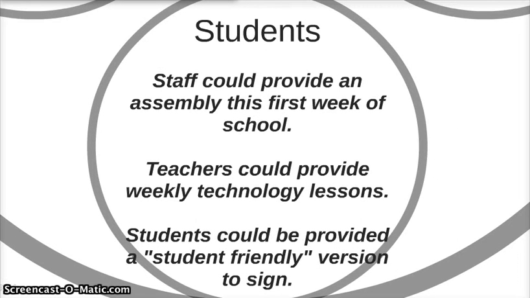The next group are the students. In order for the students to understand, staff could provide an assembly the first week of school. This could provide students with all of the necessary information to understand the acceptable use policy. Teachers could also provide weekly technology lessons for the students. And finally, students could be provided with a student-friendly version to sign. This way, all of the language is student-friendly so the students will be able to understand it.